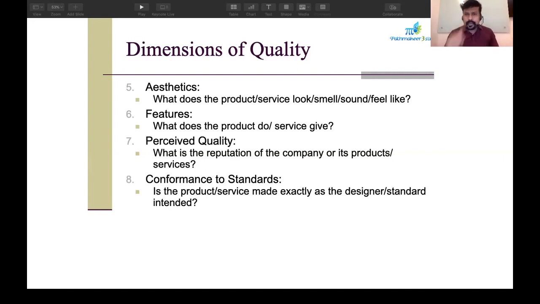Last one is conformance to standards. There are standards in every industry, every product. There are certain standards that are followed. Let us take a very simple example. You buy ghee for your house. What is the standard that they have? Agmark brand. When you have something as an Agmark brand in your ghee, you will have some kind of confidence that this is a good ghee, it's a quality ghee.